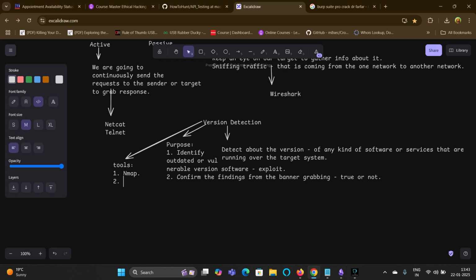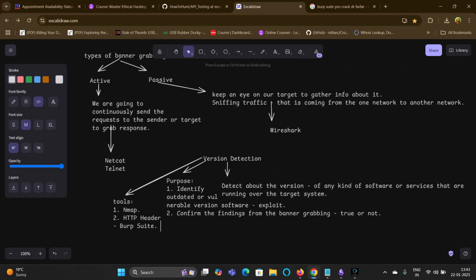Now moving on, another tool that we can use is to check the HTTP headers, and that we can do from Burp Suite. Yes, we can perform the checking of the HTTP header using Burp Suite. That is what the tools for version detection are.